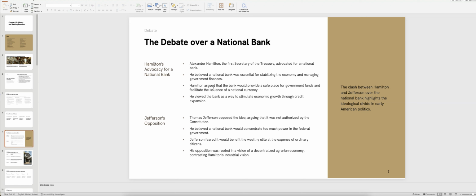The National Bank, once it's established, it exists. It's given a 20-year time period.